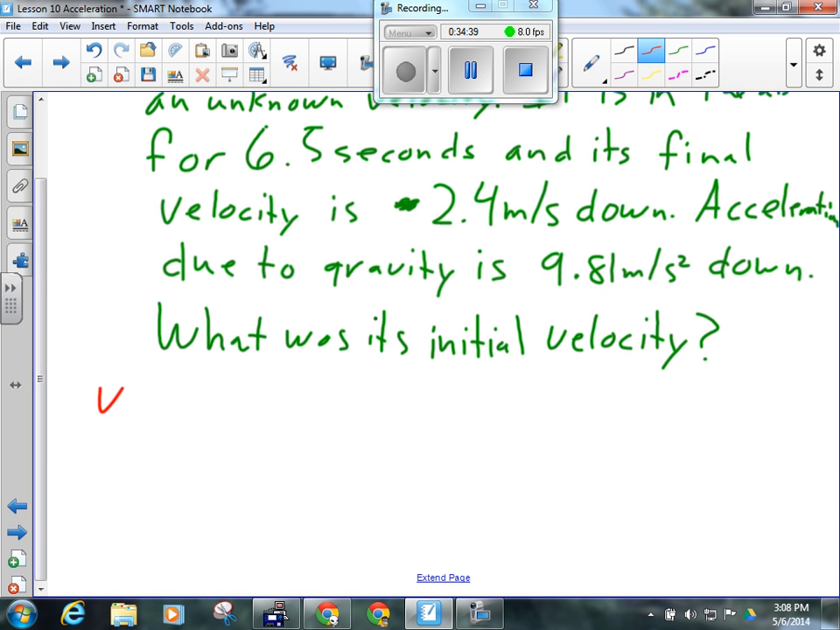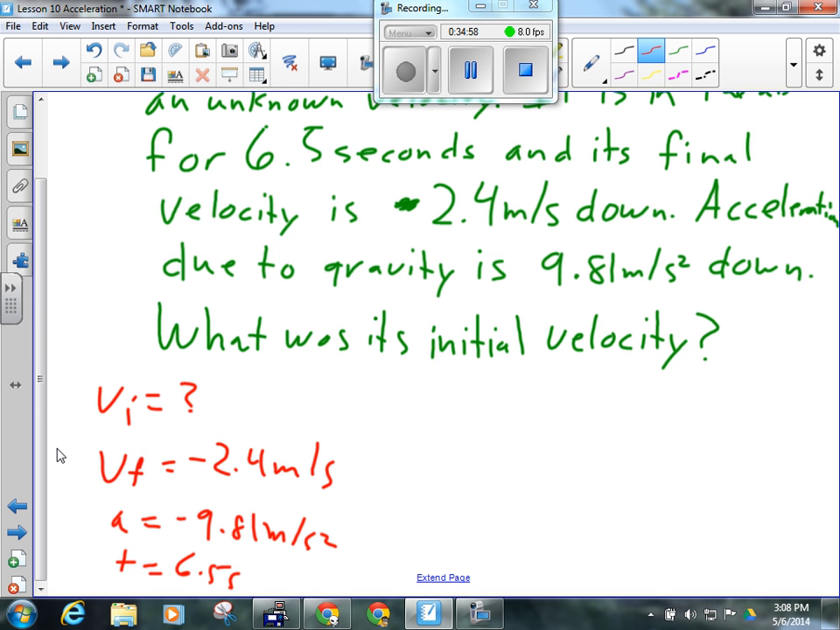So, VI is unknown. VF is negative 2.4 meters per second. Acceleration is negative 9.81 meters per second squared. And the time is 6.5 seconds.